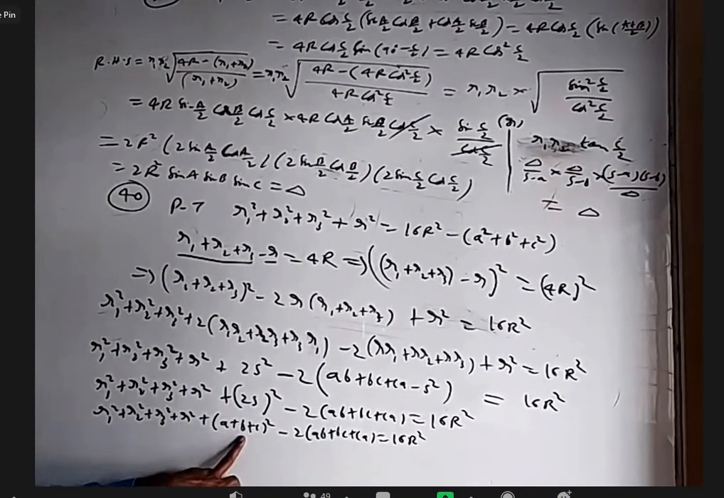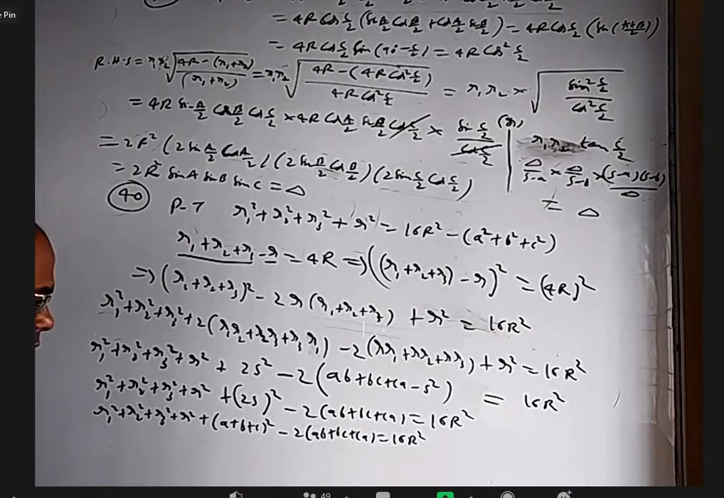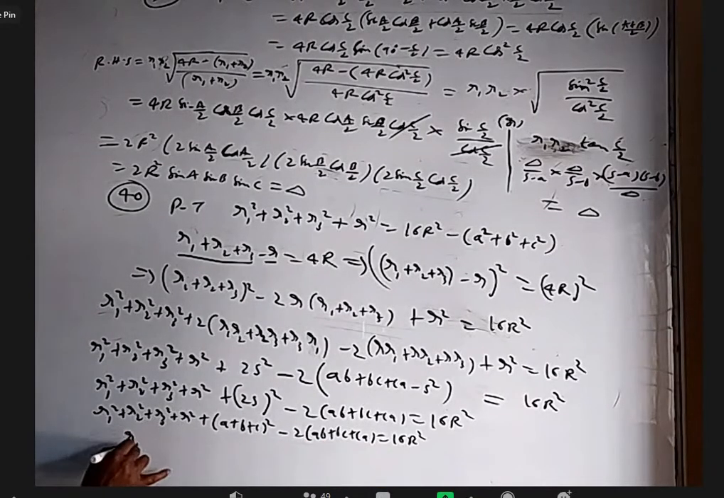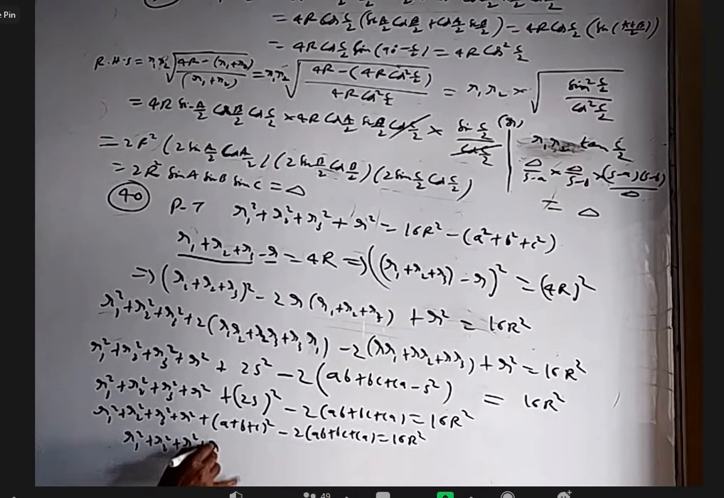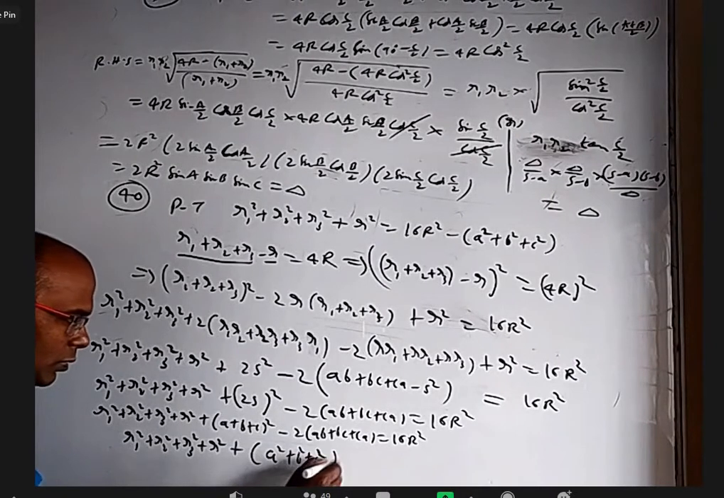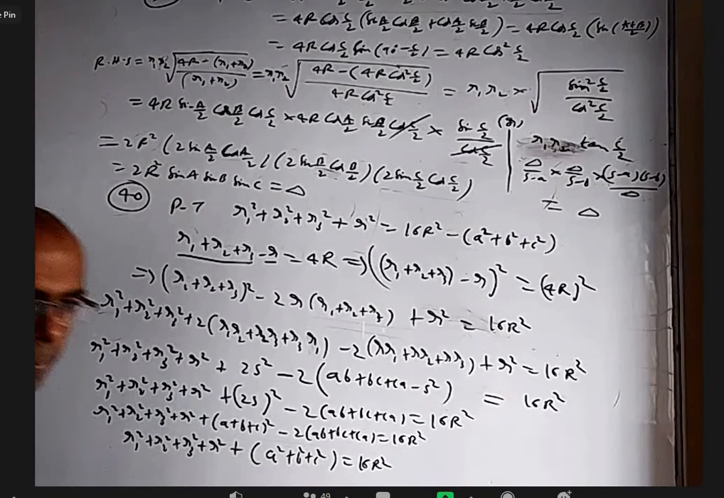Okay, now when I expand this, this will get cancelled. I'll be left with A square plus B square plus C square, this whole thing. So R1 square plus R2 square plus R3 square plus r square plus A square plus B square plus C square equal to 16 r square. You can send this one to the other side. That is the question and that is the answer.